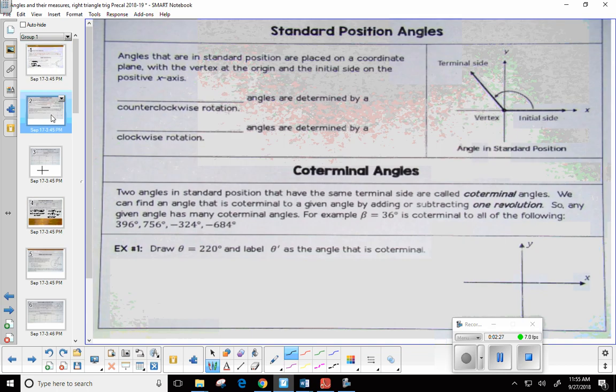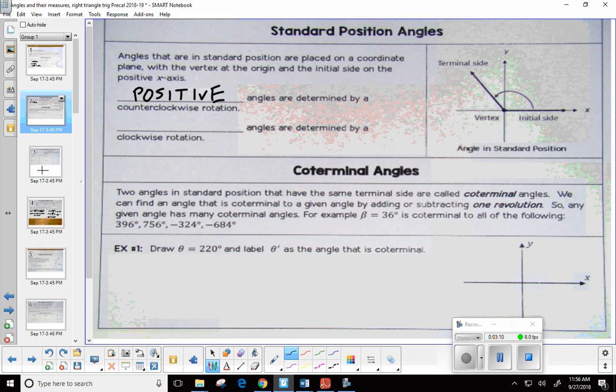Standard position angles. Angles that are in standard position are placed on a coordinate plane with the vertex at the origin and the initial side on the positive x-axis, just like we have here in the diagram. From the positive x-axis, we're either going to rotate counterclockwise, or we're going to rotate clockwise. And that's going to give me two different types of angles here. Can anybody tell me what type of angles are determined by a counterclockwise rotation? This starts with a P. Okay, give you a hint. It's not negative. Positive. There we go. Positive angles.